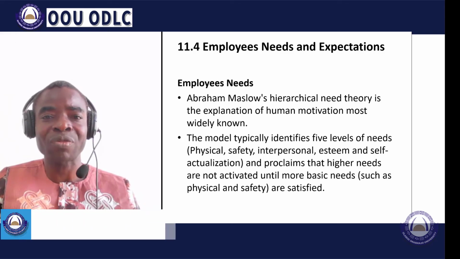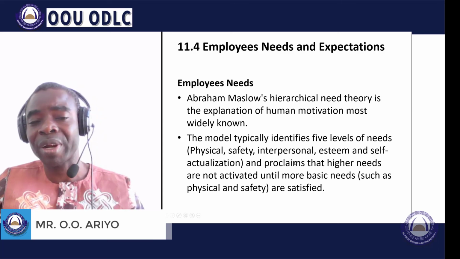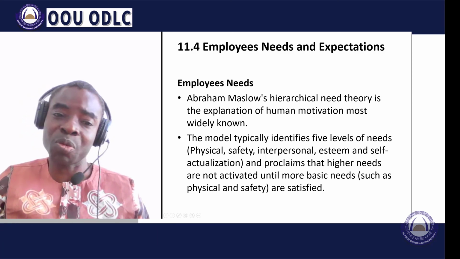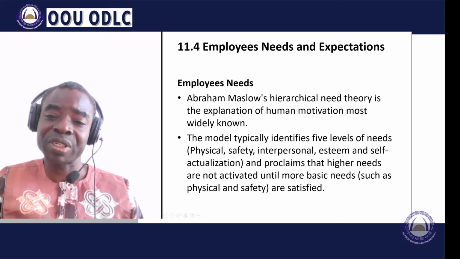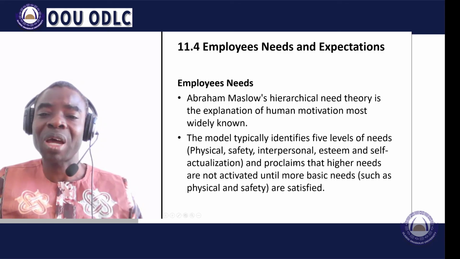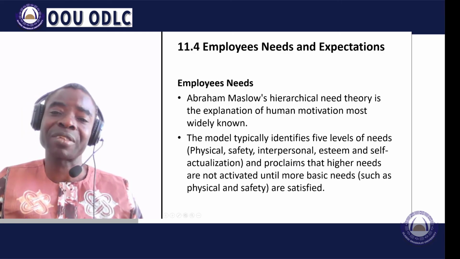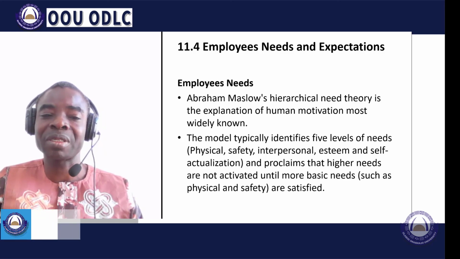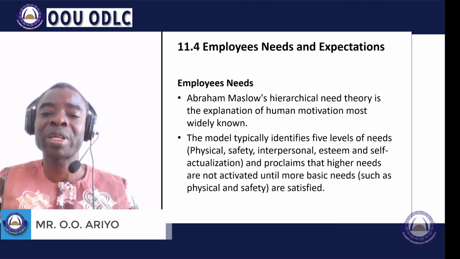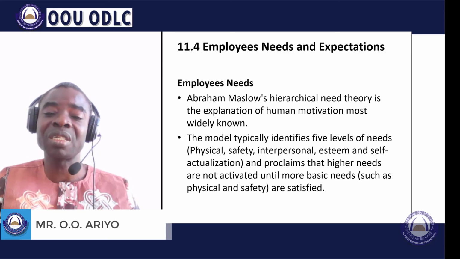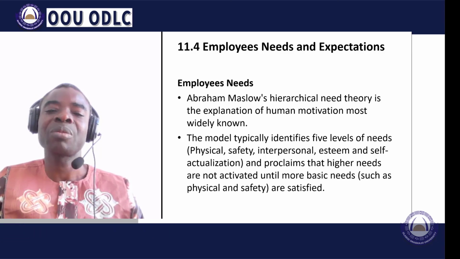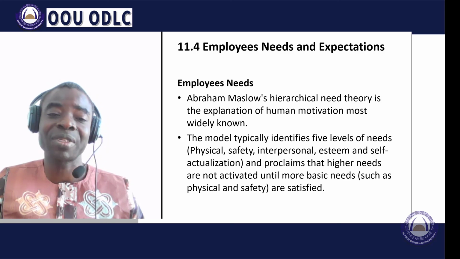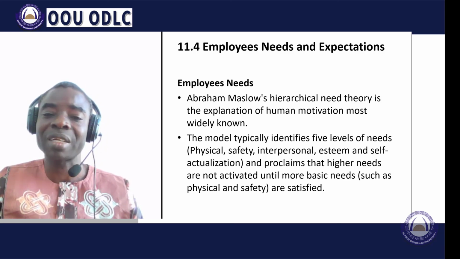So what do we have to say about employees' needs? There are different theories that are associated with this. A very popular one is Abraham Maslow's hierarchy of needs theory, which gives explanation to human motivation. And the model typically identifies 5 levels of needs: physical needs, safety needs, social needs, esteem needs, as well as self-actualization needs. The model also proclaims that higher needs are not activated until more basic needs are satisfied. That is, before you start talking of being interested in esteem and self-actualization, the person must have satisfied physical needs, safety needs, and the social needs, or what you call interpersonal needs.